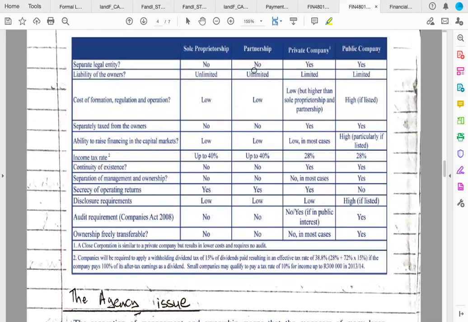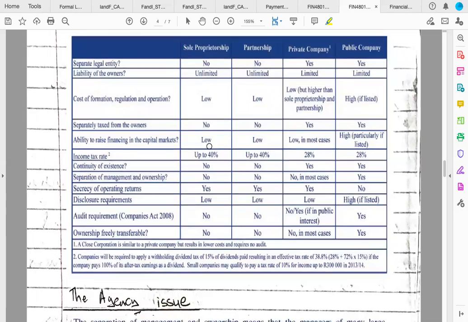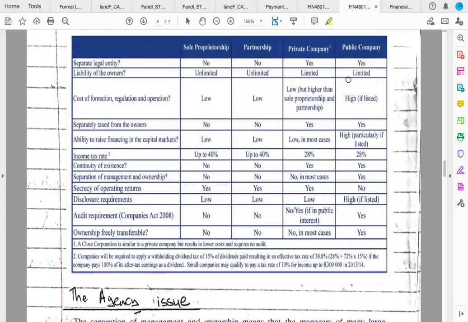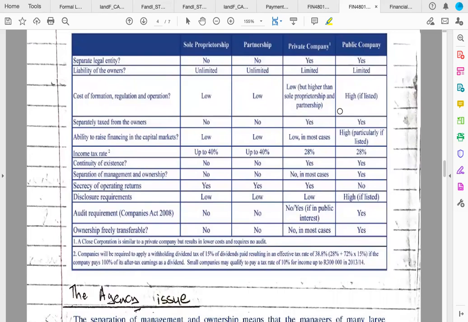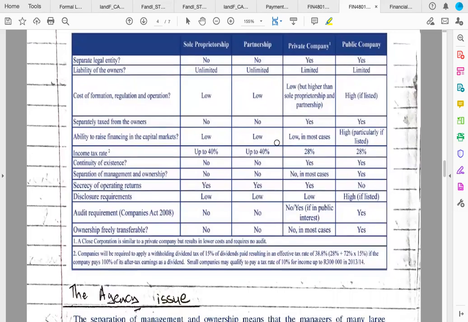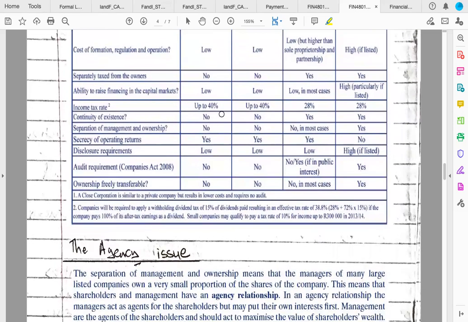Sole proprietorships and partnerships, the government will just tax the owners, whereas with a private company and public company, it's actually the entity that is taxed, and the owners are taxed separately. And then companies find it easier to raise capital, especially public companies, compared to sole proprietorships, partnerships, and private companies. We are also given the tax rates here: 40% for partnerships and sole proprietorships, and 28% for public and private companies.